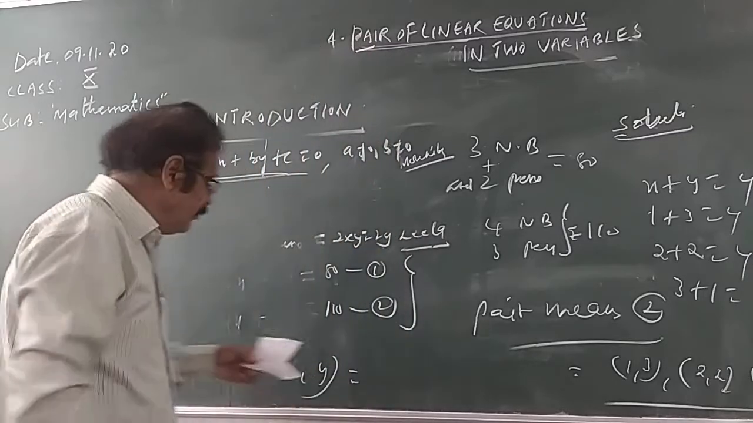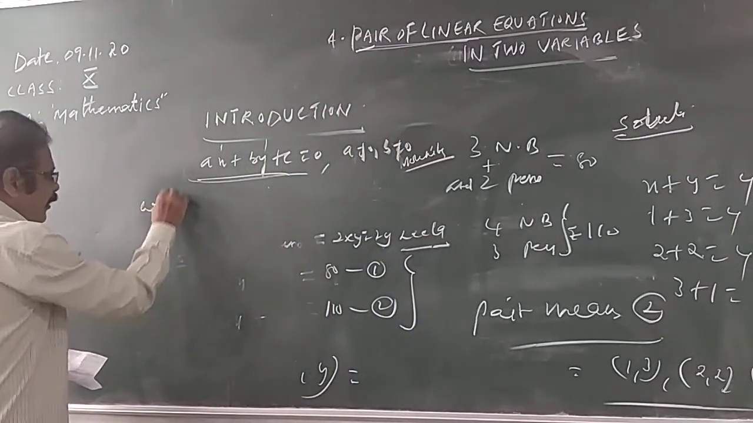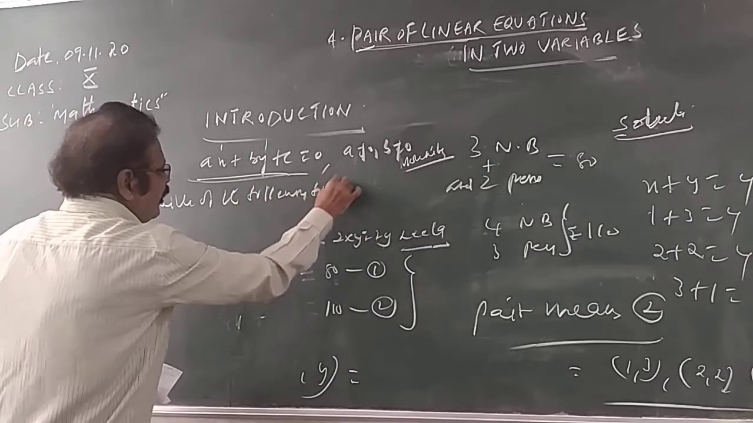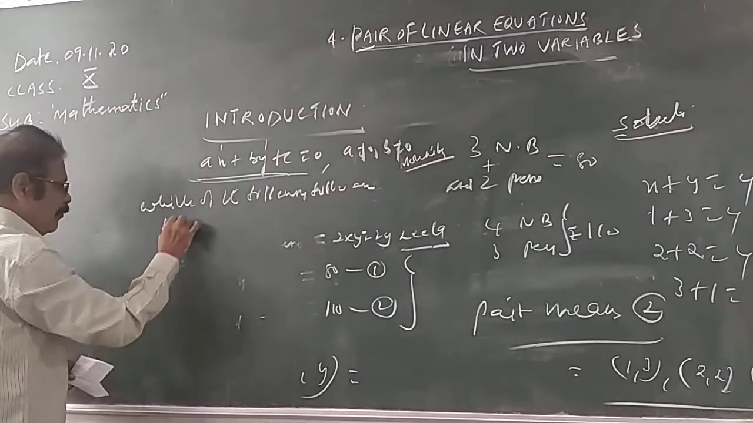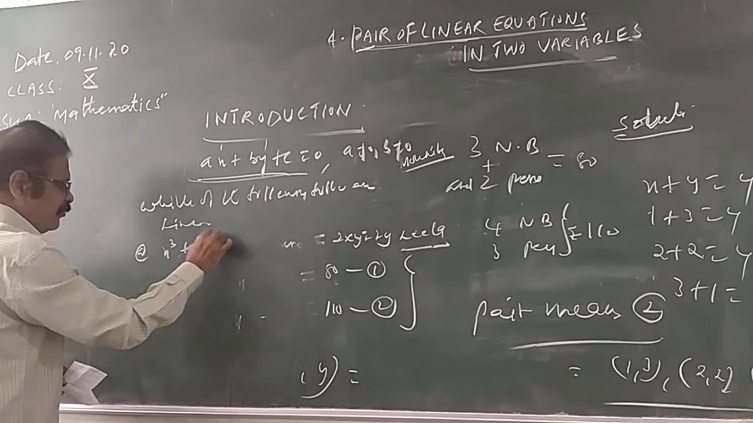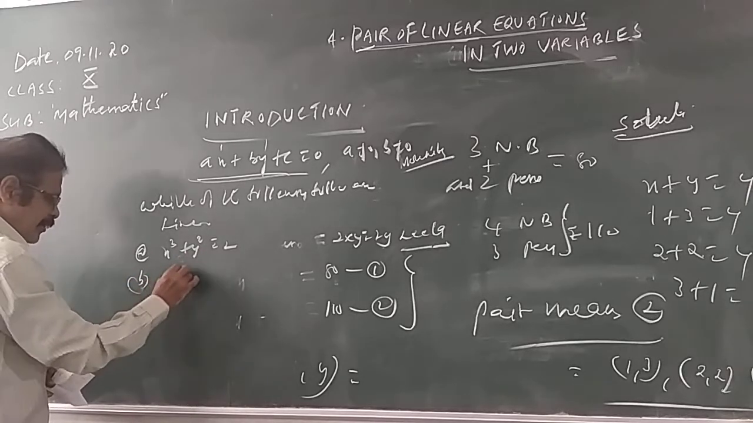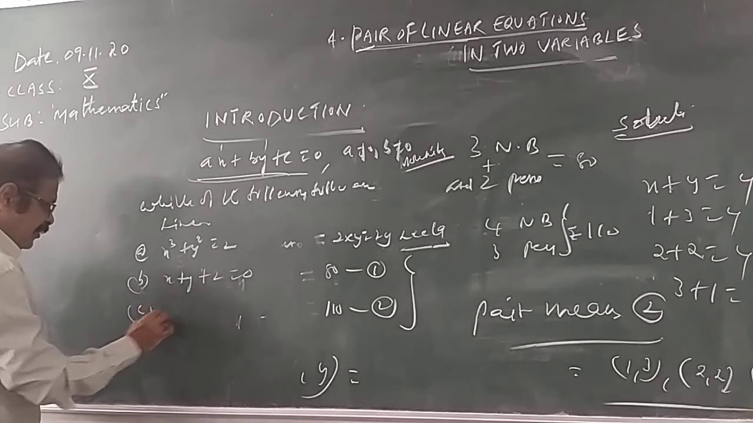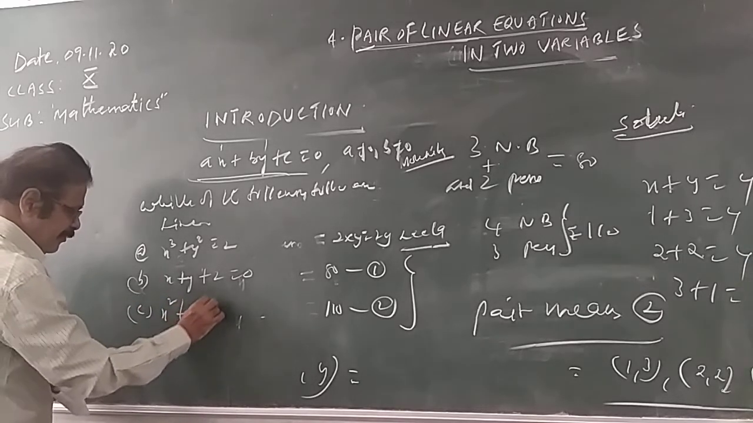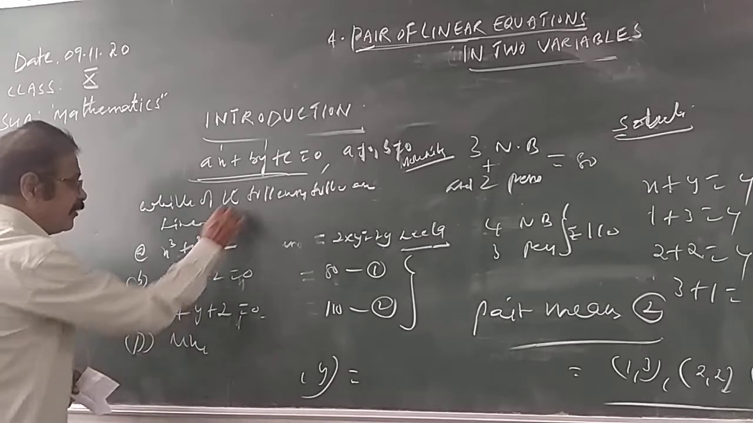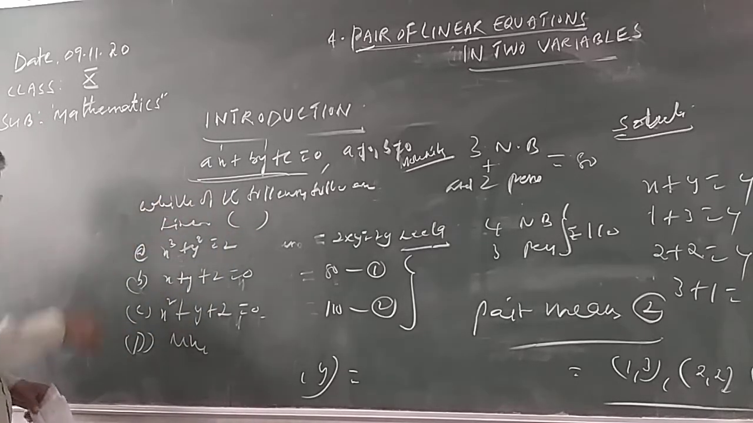Which of the following are linear? A, x cube plus y square equal to 2. B, x plus y plus 2 equal to 0. C, x square plus y plus 2 equal to 0. D, none. Which is correct here?